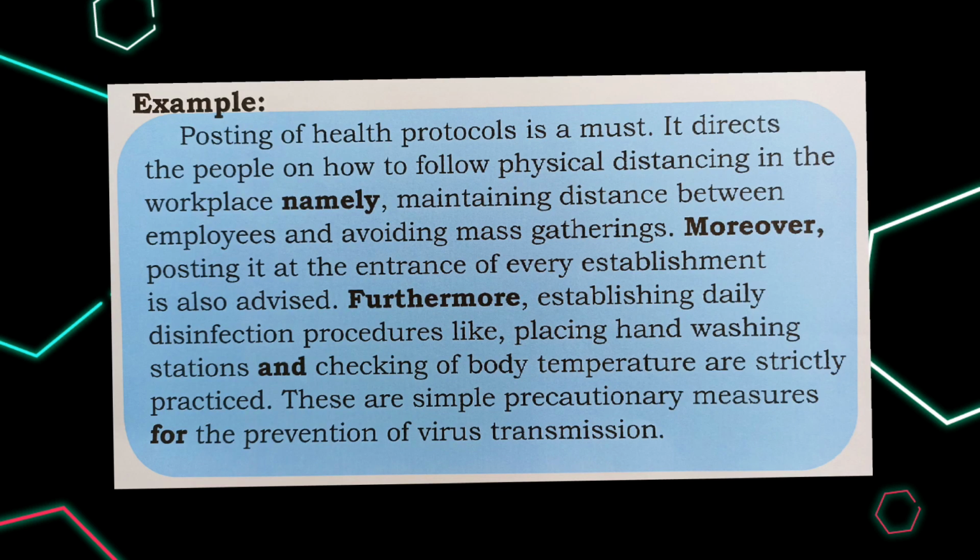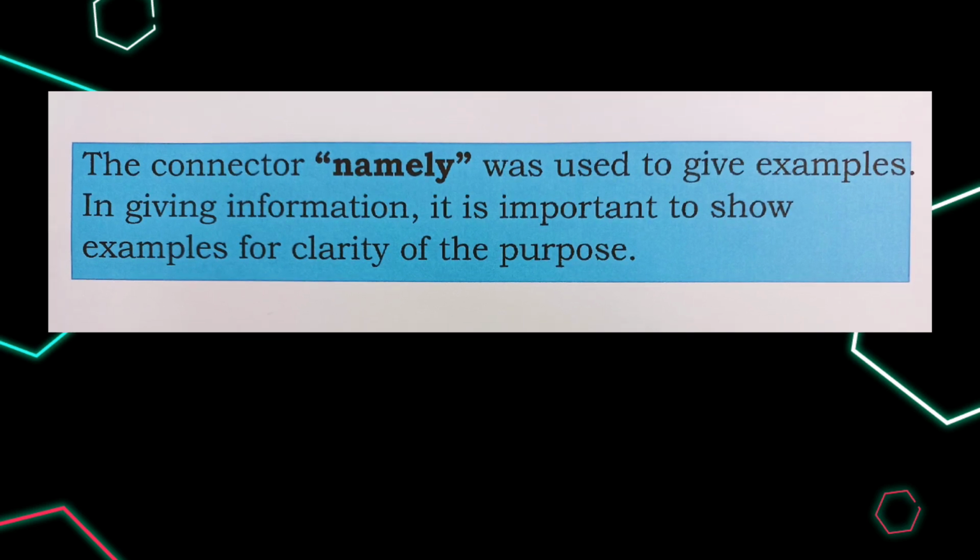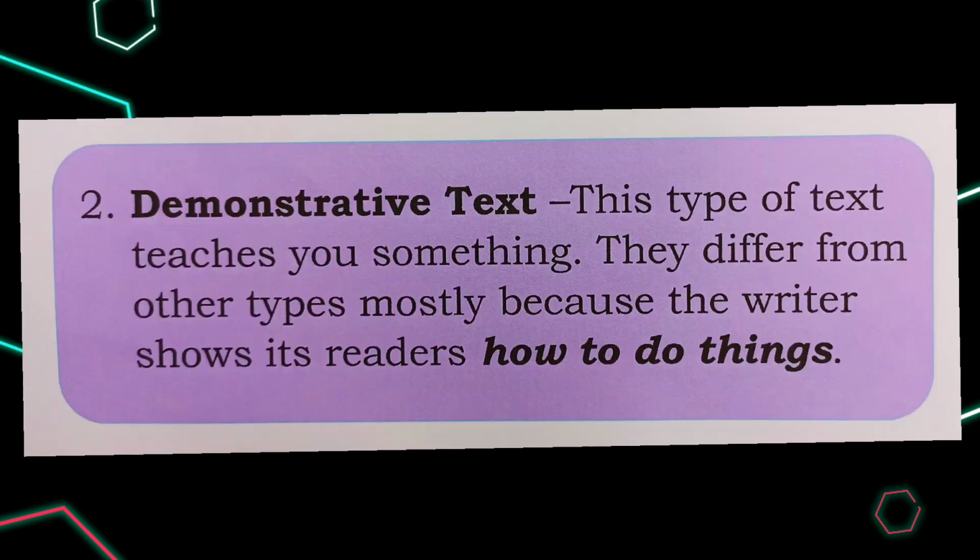What do you think is the text all about? How is namely used in the second sentence? The connector namely was used to give examples. In giving information, it is important to show examples for clarity of the purpose. Number 2. Demonstrative text. This type of text teaches you something. They differ from other types mostly because the writer shows its readers how to do things.